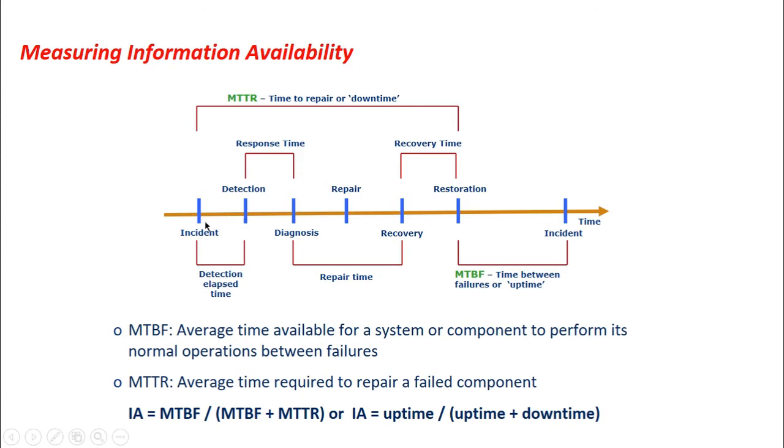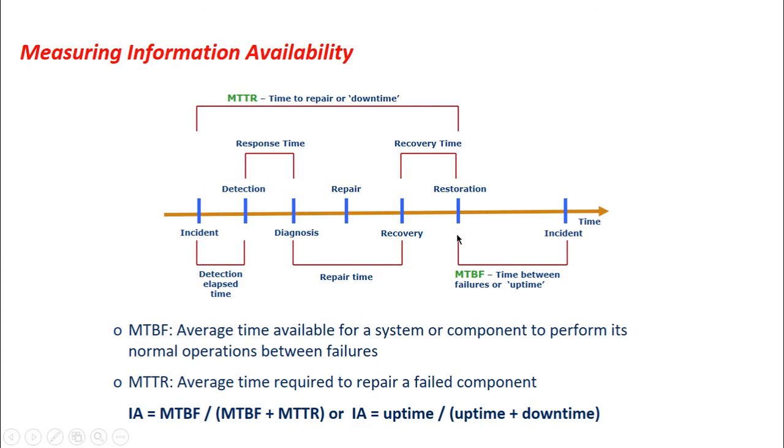So then we have some incident occurs, then detection of the failure, detection of the fault, diagnosis of the fault, repairing the failed component, and then recovery and restoration. The time from the incident to the restoration is called the mean time to repair. So from incident till the restoration, a particular component was not available. The component will be unavailable. This is the average time that is required to repair a failed component. That is the mean time to repair.